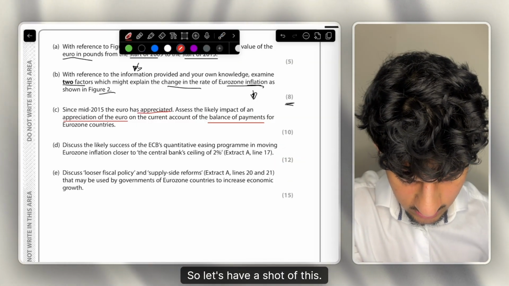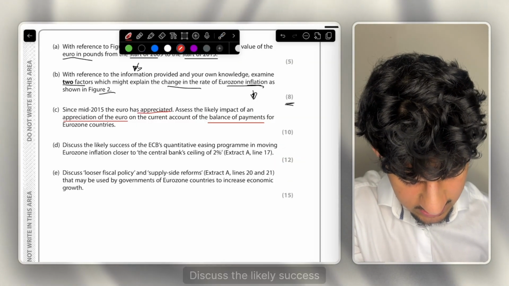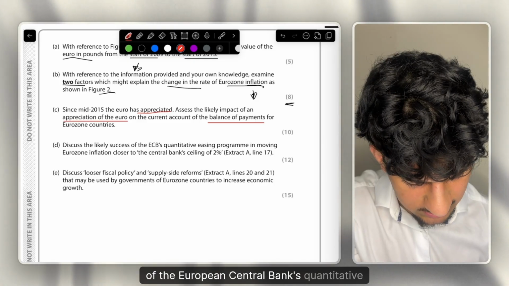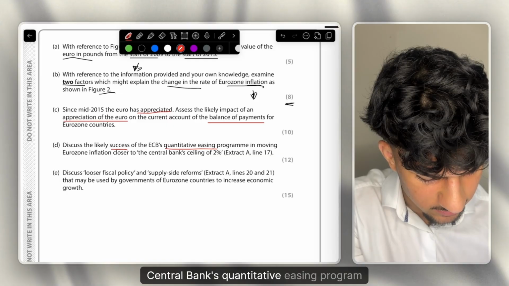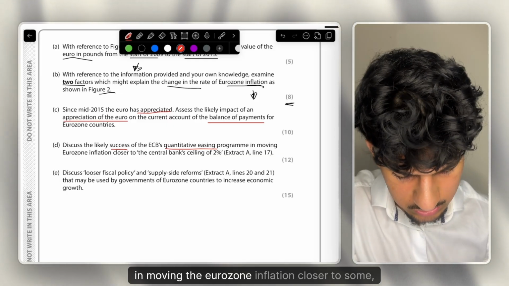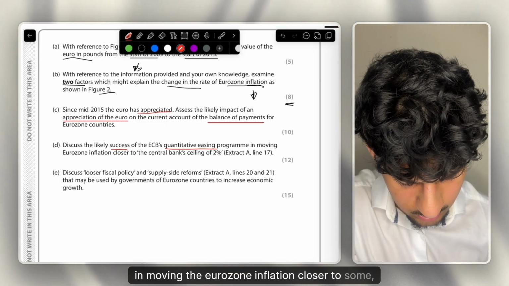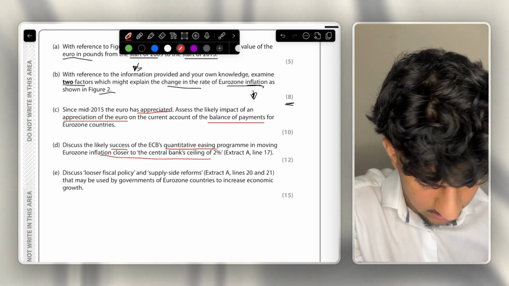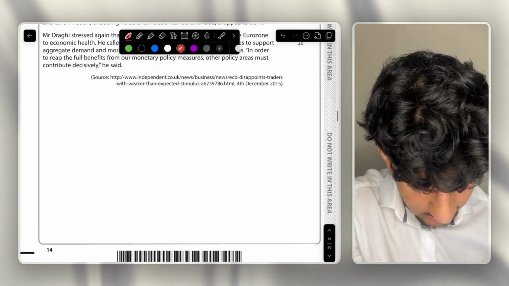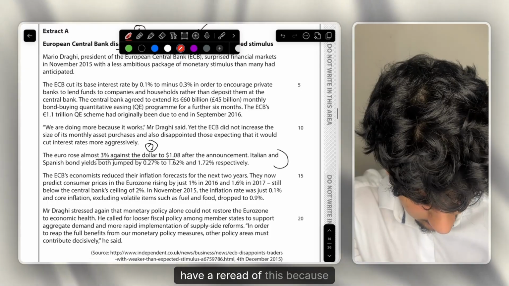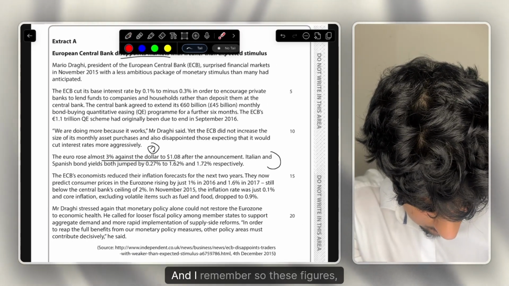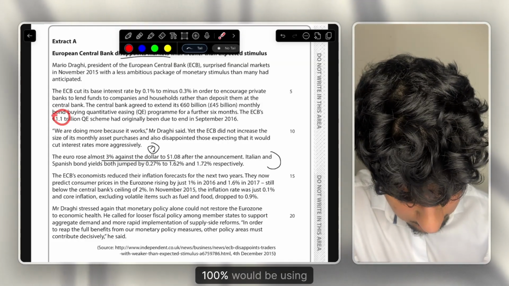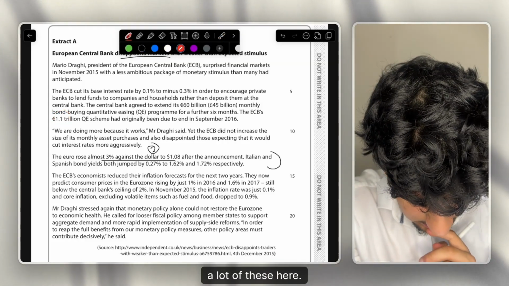So let's have a shot at this. Discuss the likely success of the European Central Bank's quantitative easing. So the success of the European Central Bank's quantitative easing program in moving the Eurozone inflation closer to 2%, basically. Okay, first thing I'm going to do here is have a reread of this, because this basically tells us how successful it was. And remember, these figures, 100% you would be using a lot of these here.